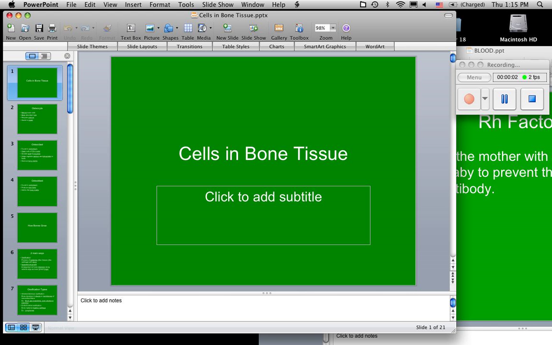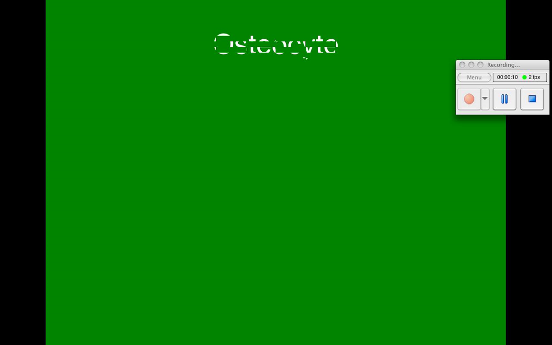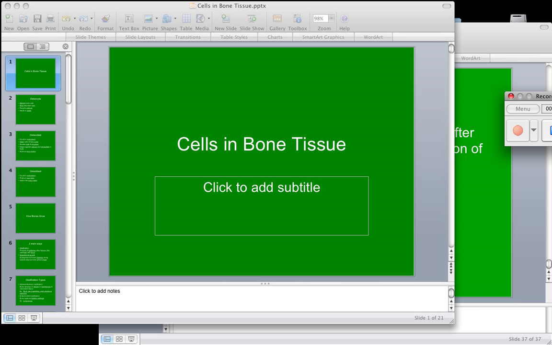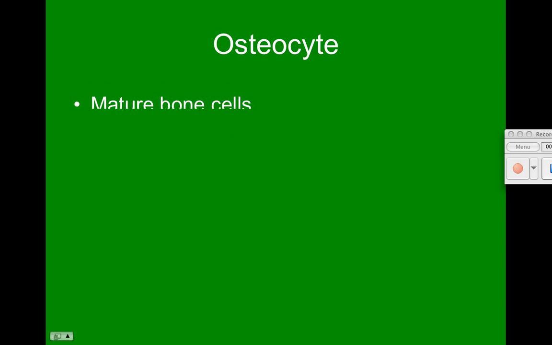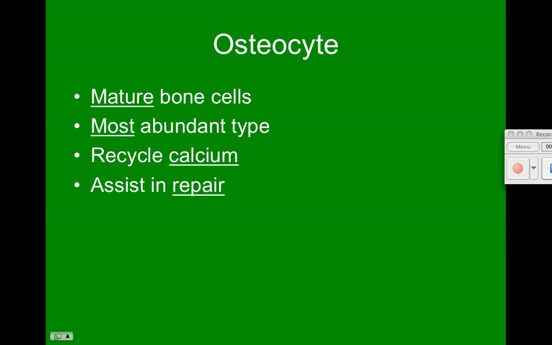Okay, in this second session here, we are going to talk about the different types of cells that we find in bone tissue. The first type of cell we're going to talk about is an osteocyte. Osteocytes are mature bone cells, and what you will see is we'll have that complementary cyte-blast setup that we've talked about before, where the cytes are the mature bone cells and the blasts are the baby bone cells. This is the most abundant type of cell in our bone tissue, and their job is to recycle calcium and assist in the repair of bone tissue itself.